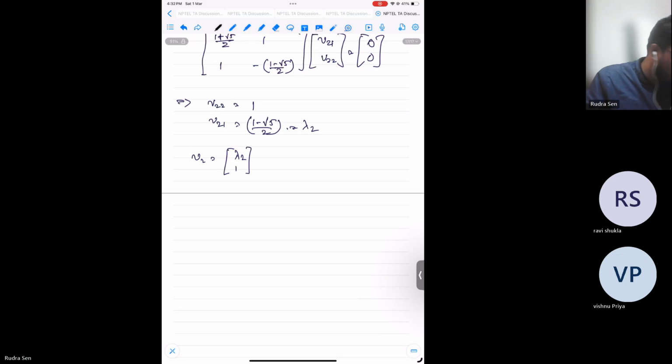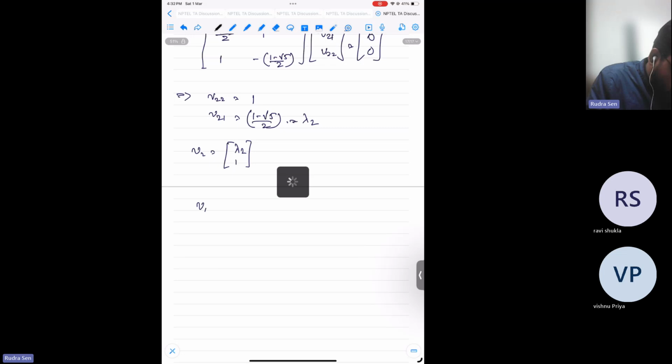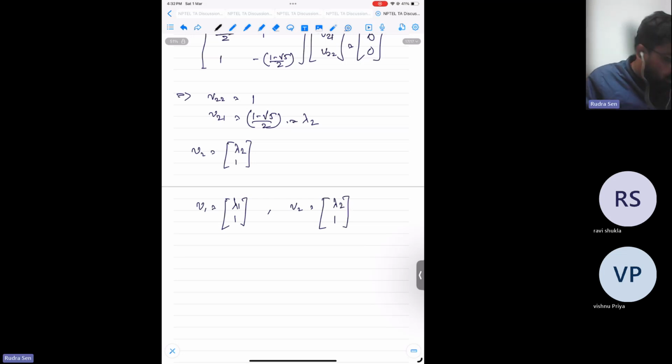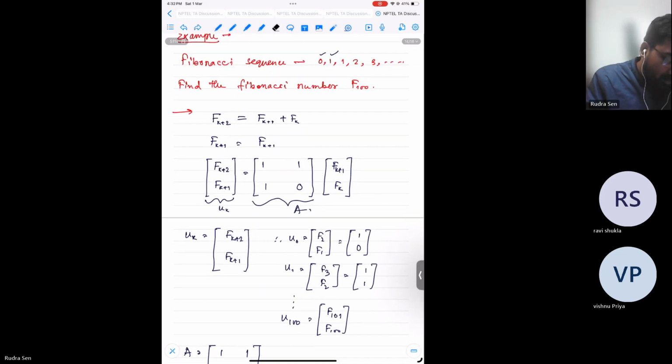Now we get this v1 is lambda 1, 1 and v2 equals lambda 2, 1. We need to find out something like u100. What is this equation? Sorry, I did a big mistake over here. This is uk plus 1. This is uk. So this should be something like k plus 1, k. Okay.